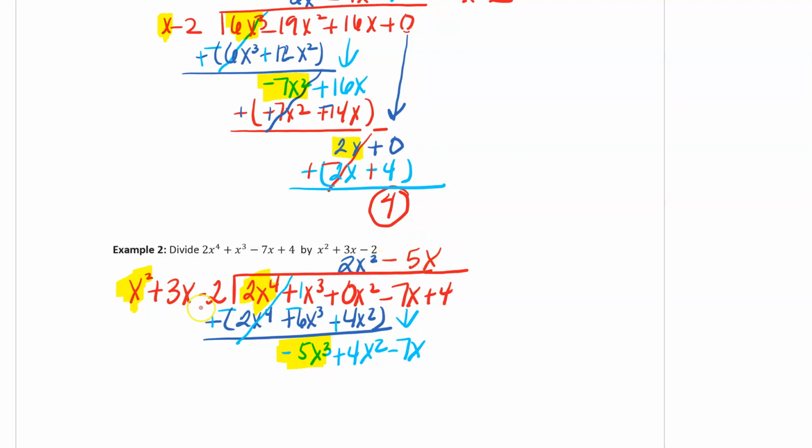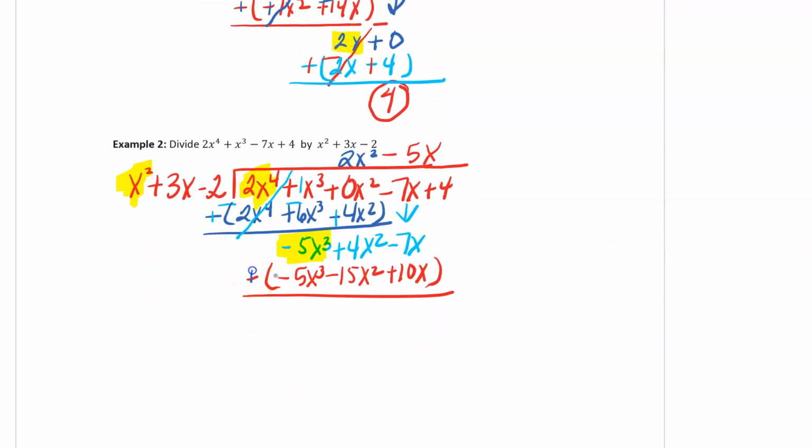Now I'm going to multiply it by everything out front. Negative 5x cubed. If this didn't come out to be exactly the same, I picked the wrong term. Negative 5x times positive 3 gives me a negative 15x squared. Negative 5x times negative 2 gives me a positive 10x. And then I want to subtract this whole piece.